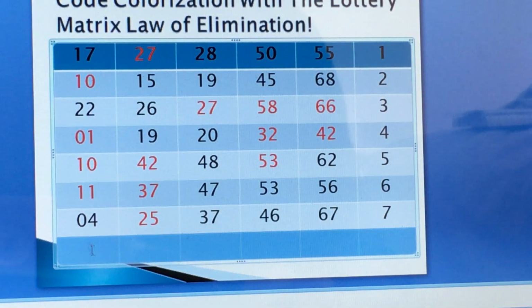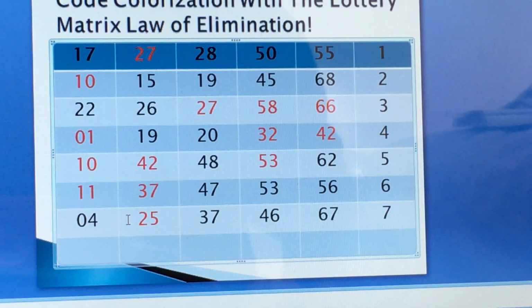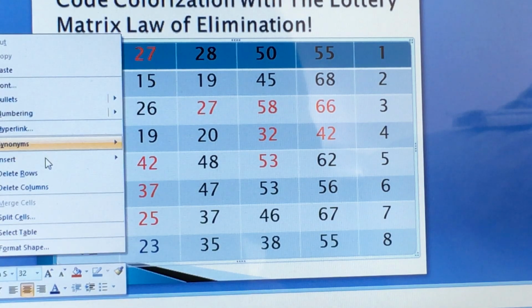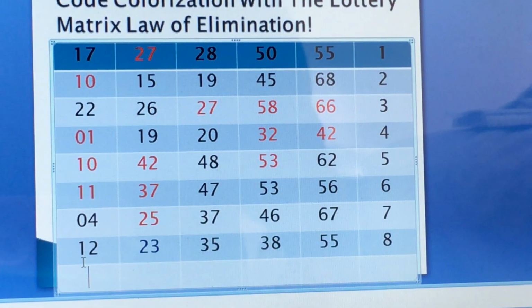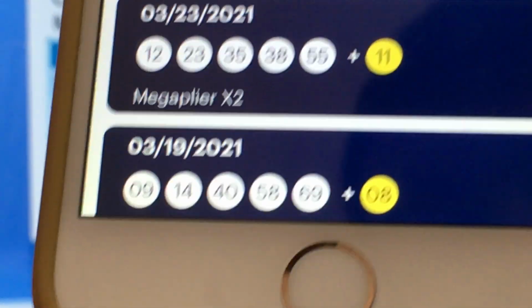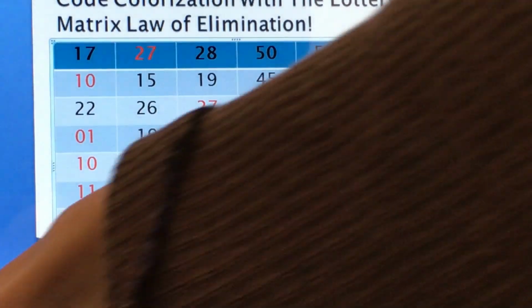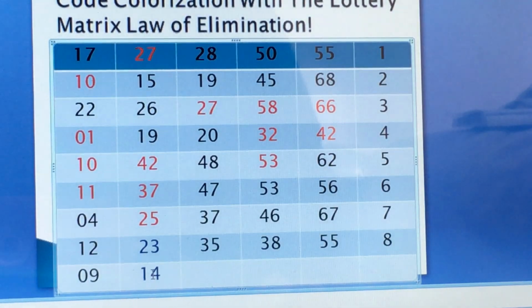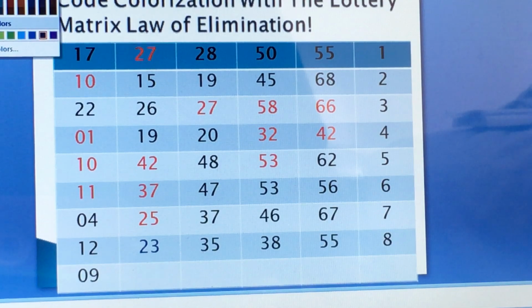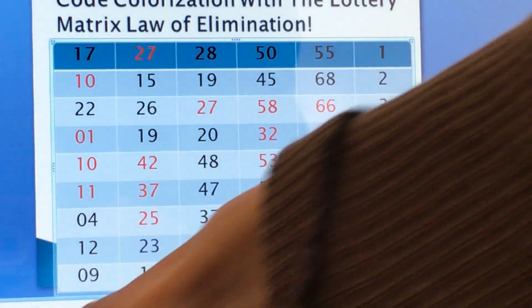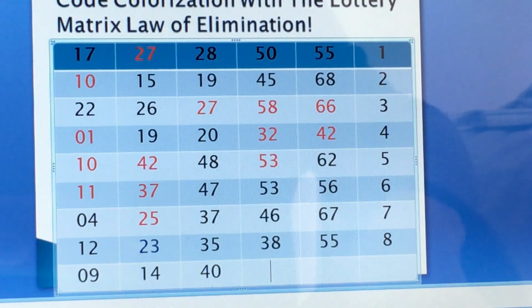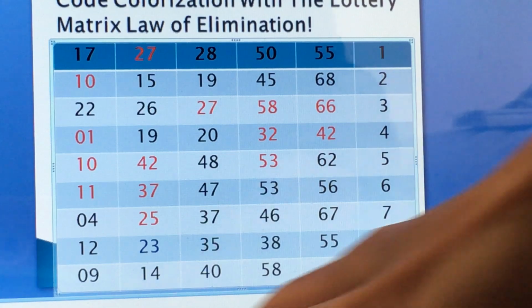Now I'm going to insert a row below and do one more draw. Oh, I deleted that. Okay, let's insert, not delete. Now, let's do one more draw because we have 9, 14, 40, 58, and 69.